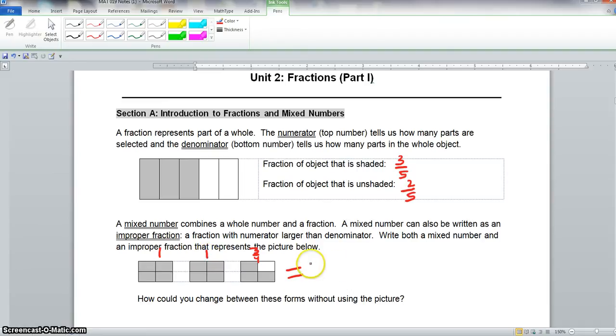We would say 1 plus 1, we know is 2. And then we will write the fraction, which would be 3/4. So this is 2 3/4 written as a mixed number.